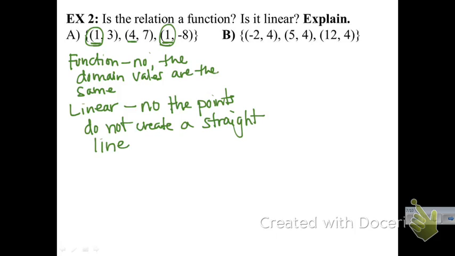Again, to determine if it's a function, you're going to look at your x values. If they are all different, or the first value in the ordered pair, if they are all different, then it is a function. We can see that those 3 values are different. So we're going to say function, yes, all domain values are different.